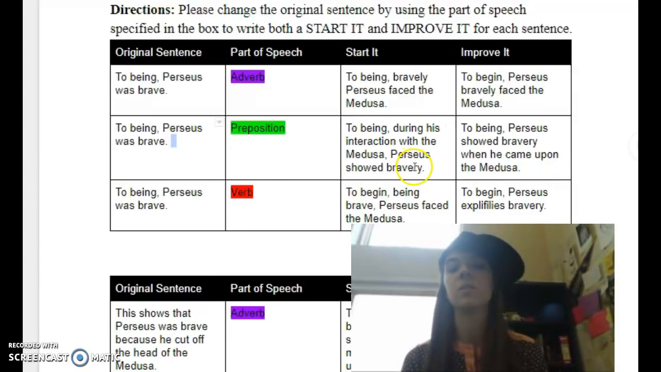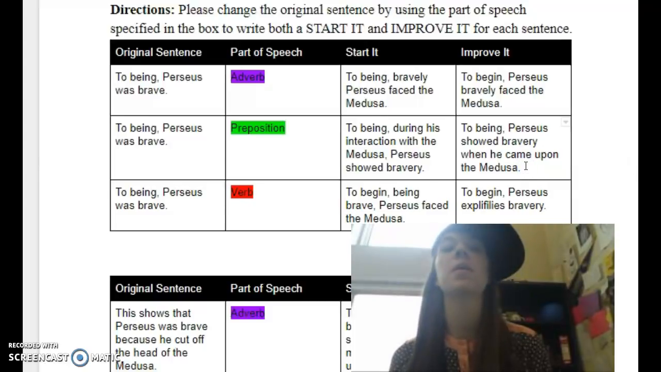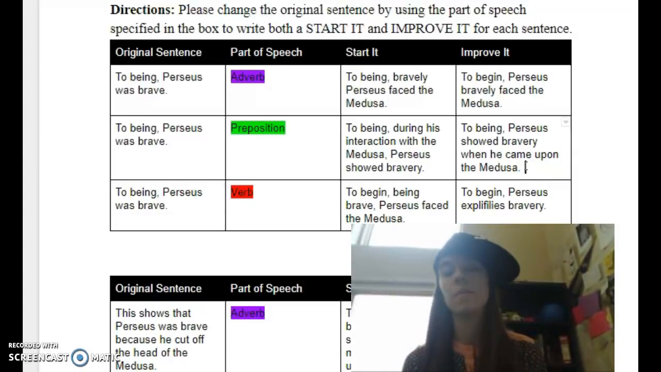Same idea as this sentence, but it's a little more advanced. It's a little more detailed, all right, colorful, okay? And then to improve my sentence, I again went through my notes here. And I found ones that worked for me. So I said came upon was my preposition here. So to begin, Perseus showed bravery when he came upon the Medusa. Again, it's giving my reader more of an image of where Perseus was. It's enhancing my sentence some.